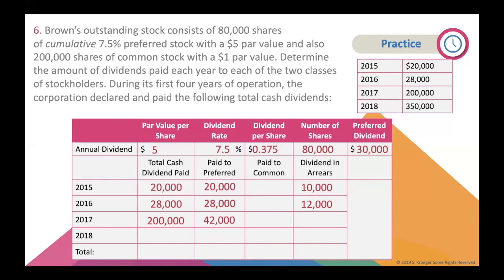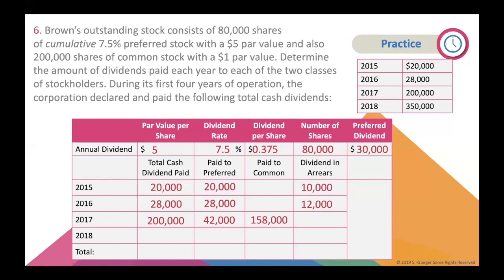How much will go to common shareholders? It will be anything that is left over. You just need to subtract $42,000 from $200,000. You get $158,000. There is nothing in arrears. We are all caught up. We move on to the next year.